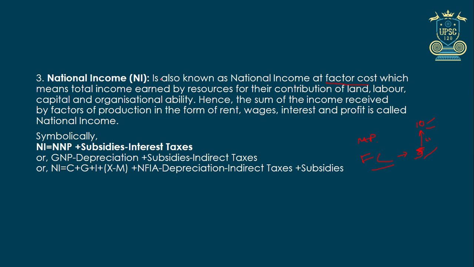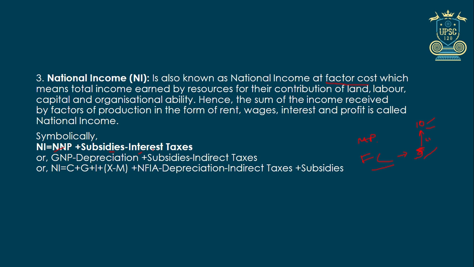So national income, or national income at factor cost, is the total income earned by resources through their contribution of land, labor, capital and organizational ability. Hence, the sum of the income received by factors of production in the form of rent, wages, interest and profits is called national income. In simple words, it is NNP, that is net national product. What is net national product? GNP minus depreciation. So NNP plus subsidies. Subsidies are what the government gives to the factories, right? Then minus indirect taxes.